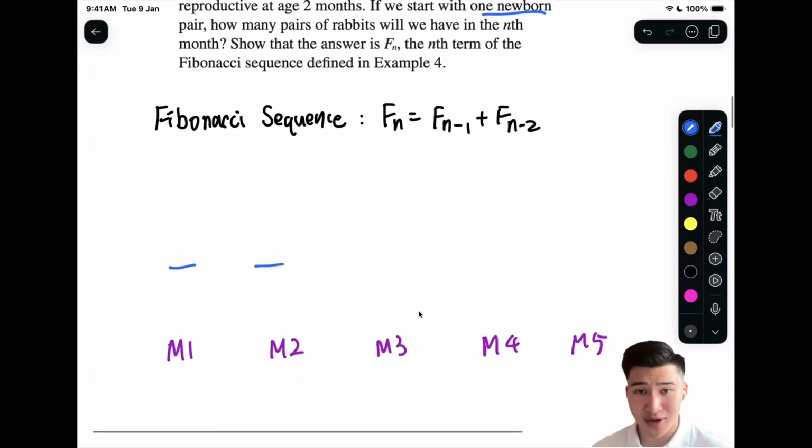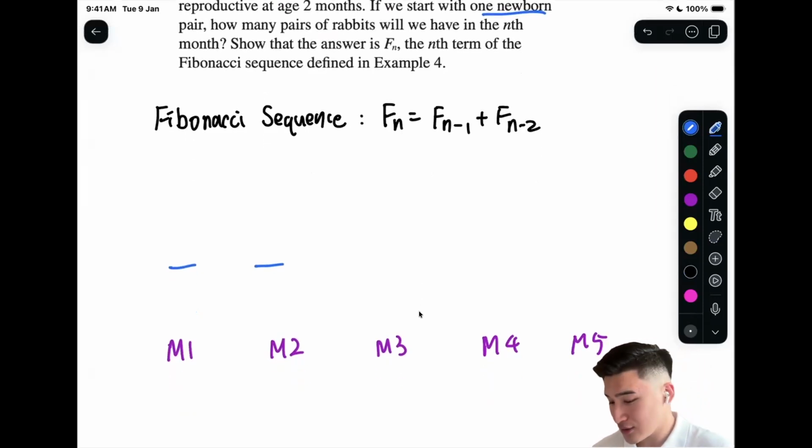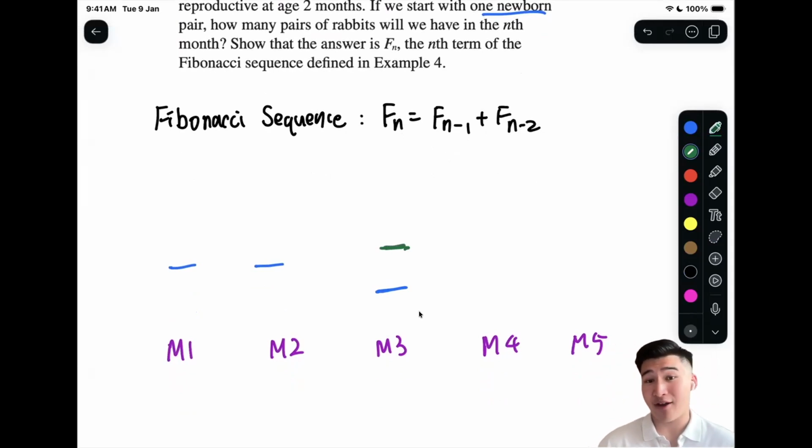So what that means is we will have our original pair, which I'm going to draw in blue, and we're going to have a new pair, for which I'm going to use green, because they're reproductive after 2 months. And so we can see that we actually have a total of two pairs in month 3, and in months 1 and 2 we have 1 respectively.